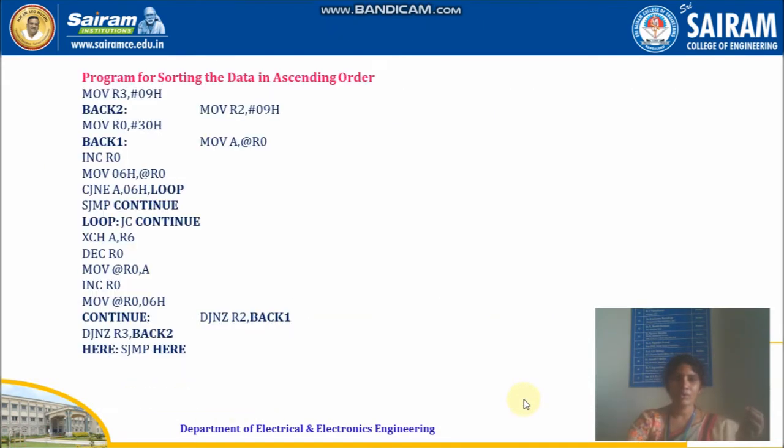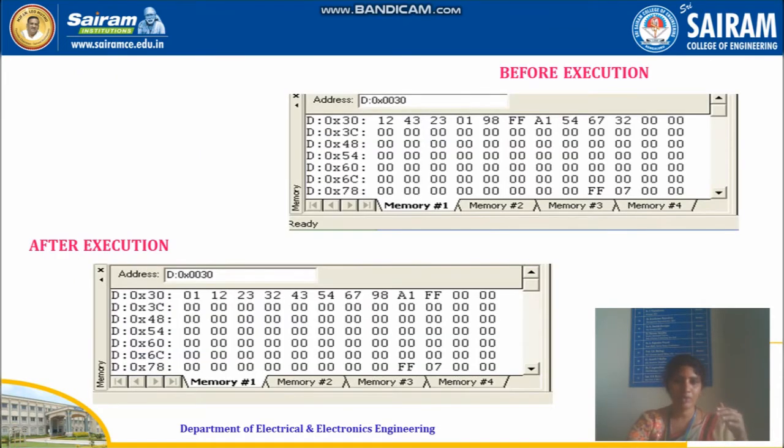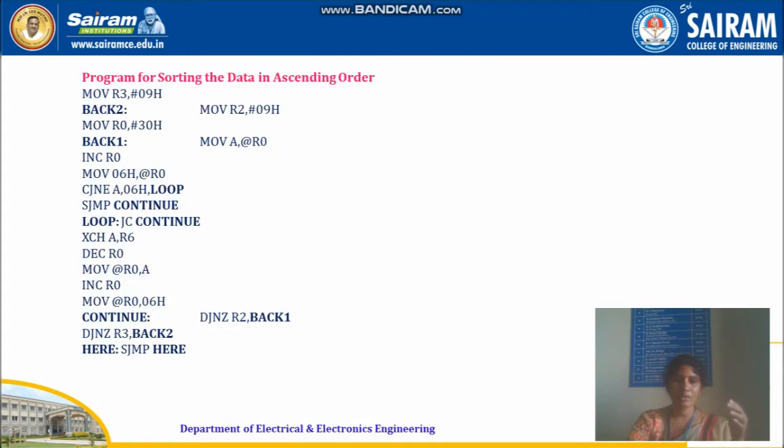So now we'll go for the logic. The logic is we need to compare one number with the other number. Ascending order means what? From smallest to highest. So if you are going to sort in ascending order, you will be sorting from the smaller number to the larger number.